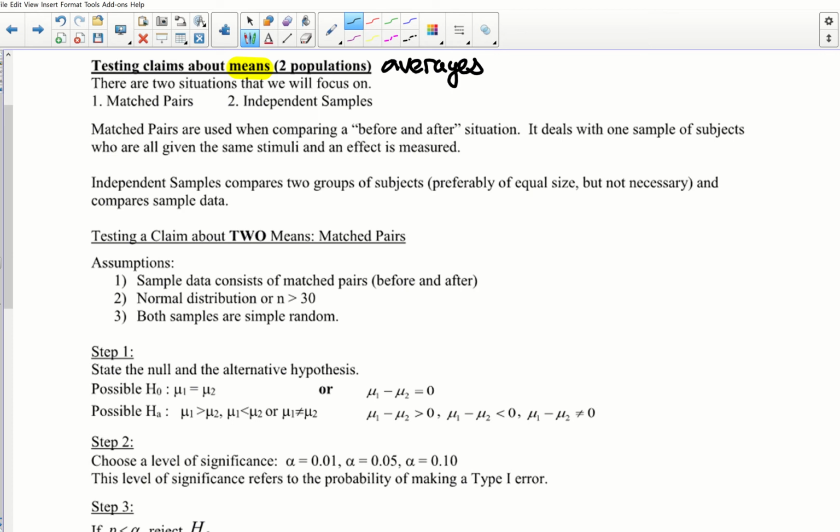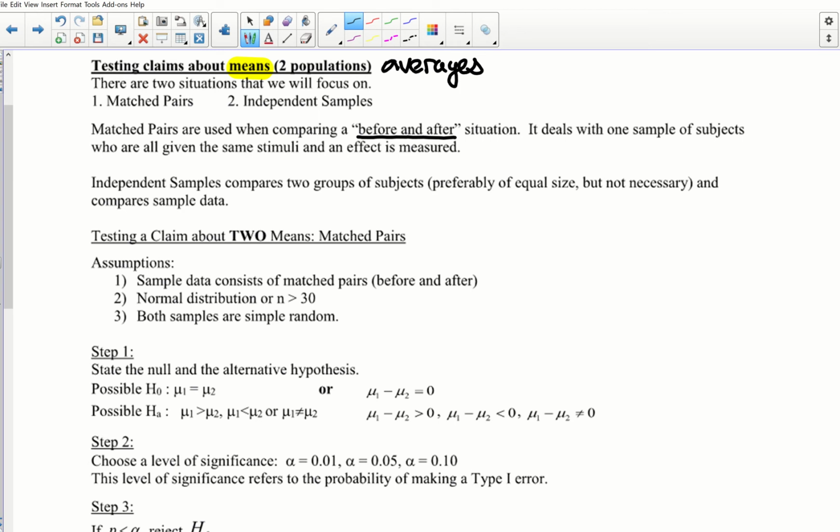All right, another name for averages. So we're not talking about percentages anymore. They're usually when we're comparing before and after situations, but they're not just limited to that. We talked about this when we were going over how to design experiments and things like that.